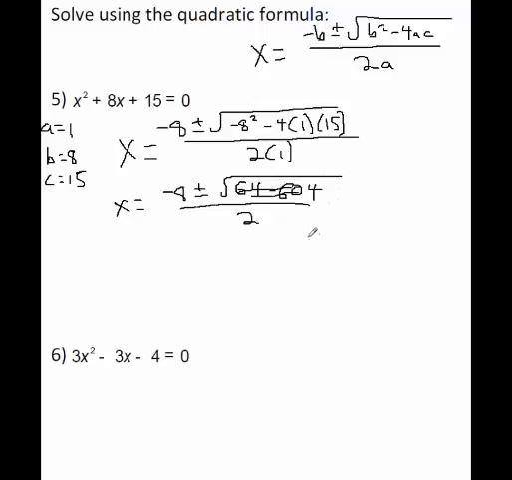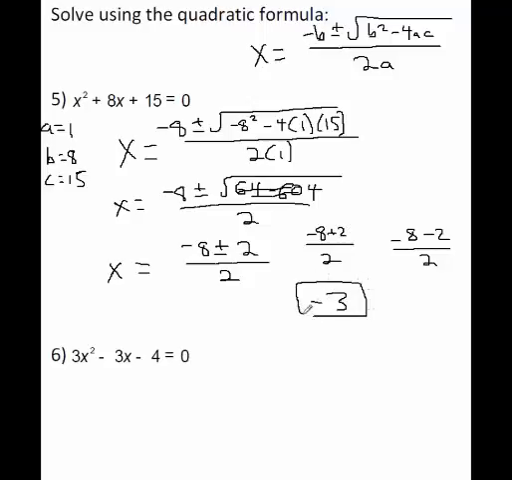And of course the square root of 4 is 2. It's plus or minus 2, but it's already plus or minus, so you don't have to put another plus or minus there. So it's x equals negative 8 plus or minus 2 divided by 2. So you've got two different possibilities. You've got negative 8 plus 2 over 2, and you've got negative 8 minus 2 over 2. Negative 8 plus 2 is negative 6 over 2, which is negative 3, and negative 8 minus 2 over 2 is negative 10 over 2, which is negative 5. So here are our two answers, negative 3 and negative 5.